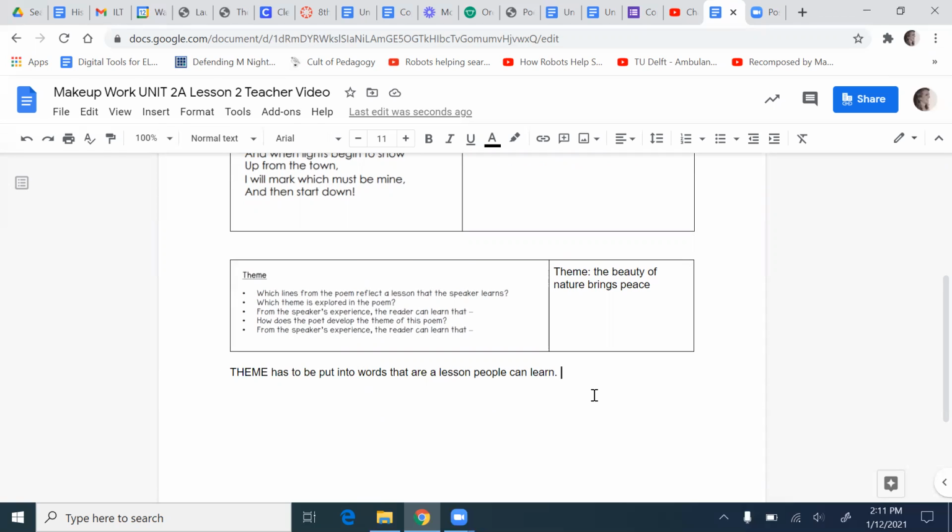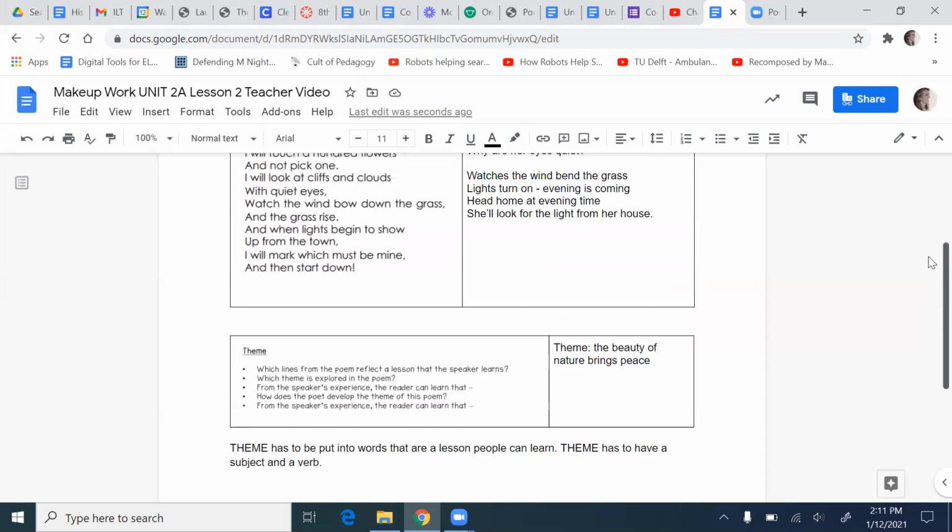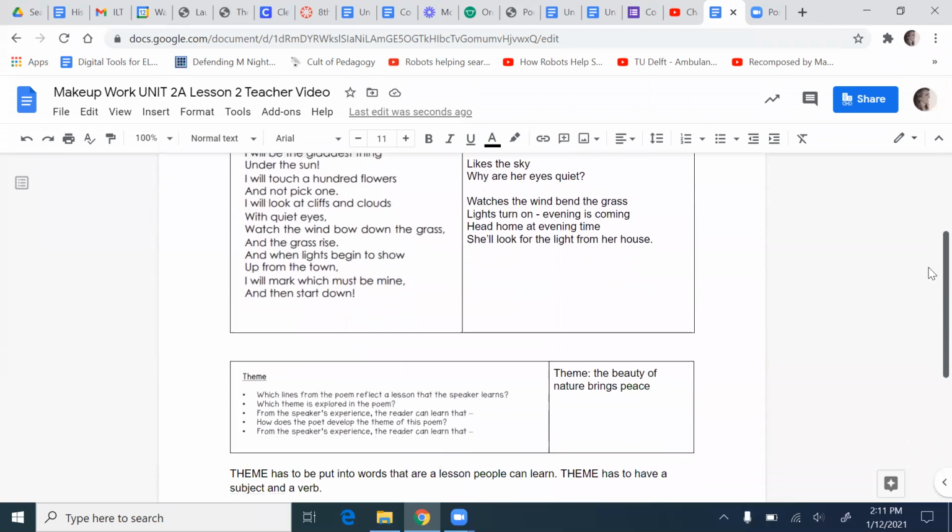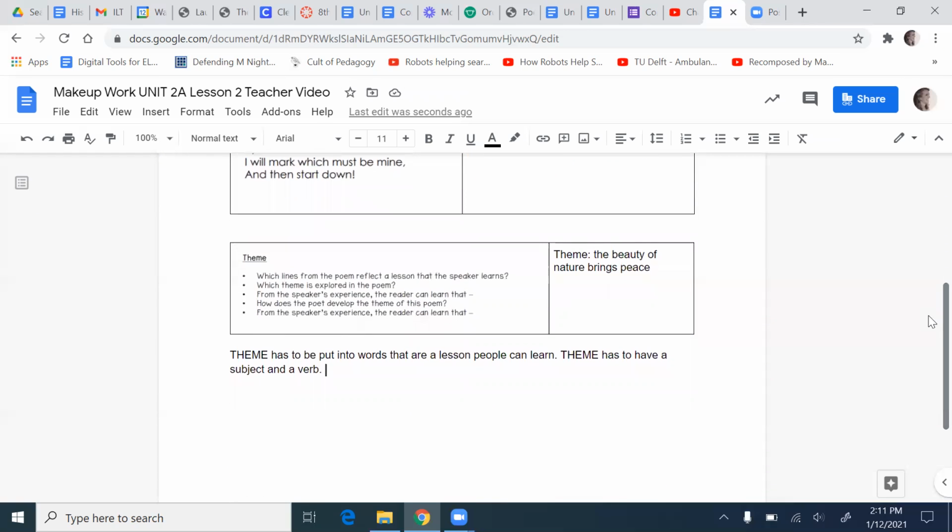It's got to do something. Theme has to have a subject and a verb. It has to do something. It has to want you to learn something or do something. So you can't just say this is about the beauty of nature. You can't just say this is about an afternoon on a hill. What about that? What does she want us to know about that? So the beauty of nature brings peace.